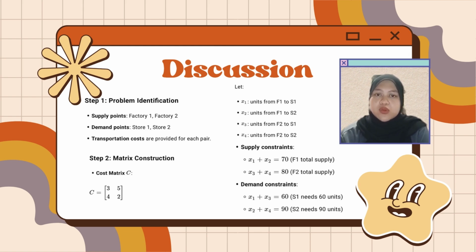Step 2. Build the cost and constraint matrices. We represent the transportation cost in matrix form. Then, we define variable x1 as units from factory 1 to store 1, x2 as units from factory 1 to store 2, x3 as units from factory 2 to store 1, and x4 as units from factory 2 to store 2. Next, we create the supply constraints and demand constraints using equations that match the capacities and needs.